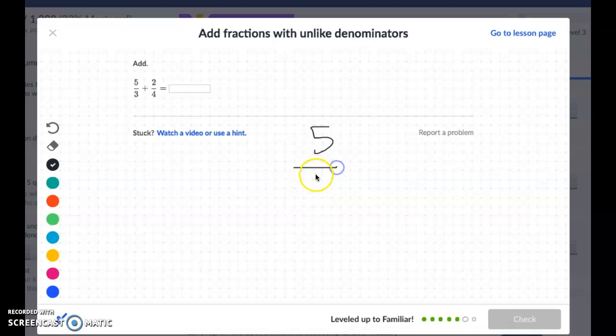5/3 plus 2/4. Now in this case, I cannot say 3 times 1 is not 4, 3 times 2, 3 times 3. I can't do that. So then my second go-to, if I can't change my smaller number into my bigger number using multiples, is to multiply my two denominators.